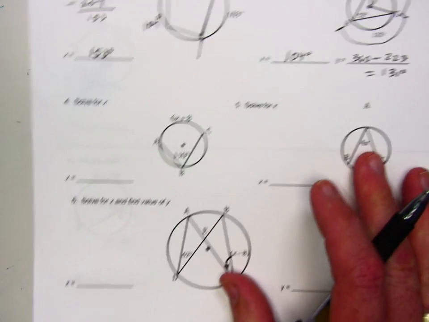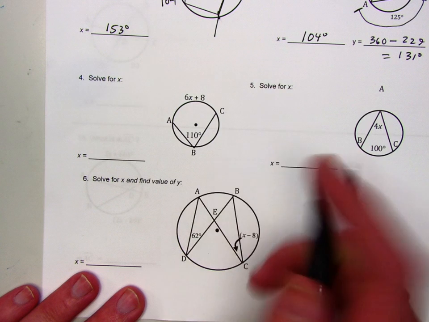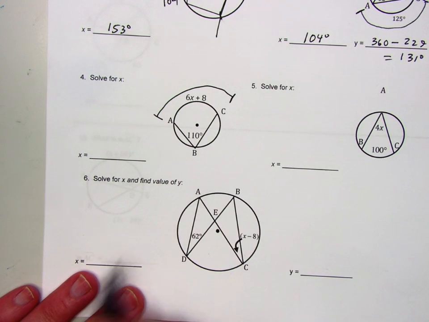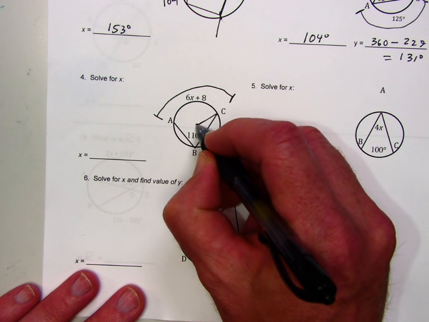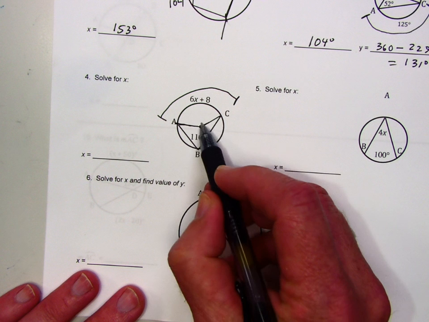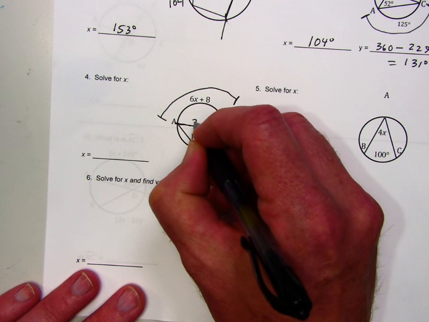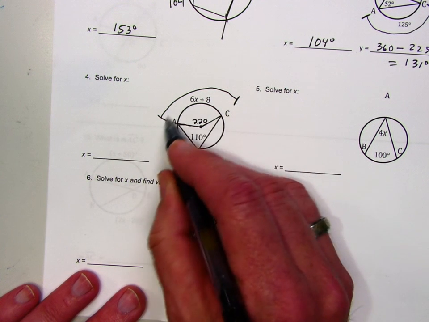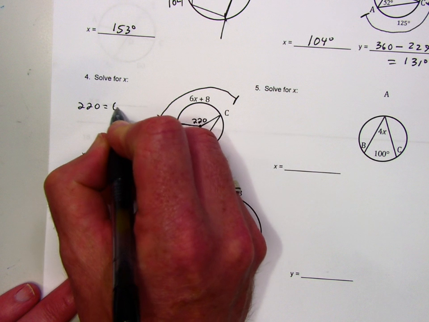All right, so let's go look down here at number 4, and we're going to solve for x. I want you to remember this arc is not 110. If I can always draw that in, that angle gets bigger by how much? By twice, so that central angle is 2 times this, which is 220. So now the central angle and this arc are the same. So I'm going to do 220 is equal to 6x plus 8.